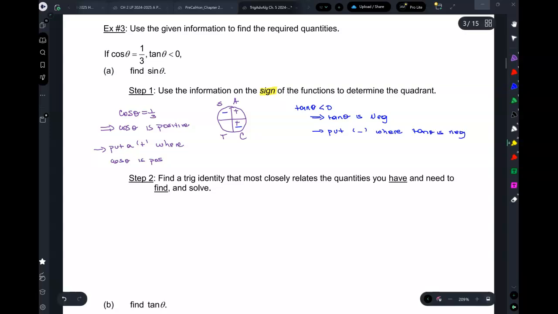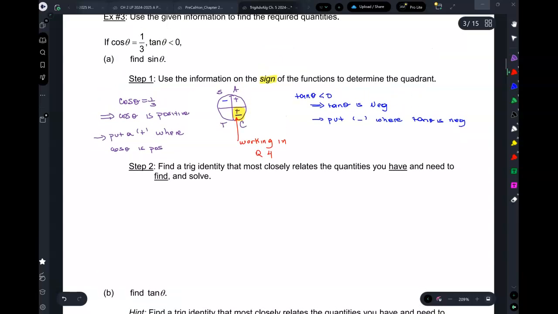So now, it's this quadrant, right? So that means our angle is in this quadrant. So we are working in quadrant 4. Okay, now we are given cosine and we want to find sine. We want to find a trig identity that most closely relates the quantities you have and you need to find.